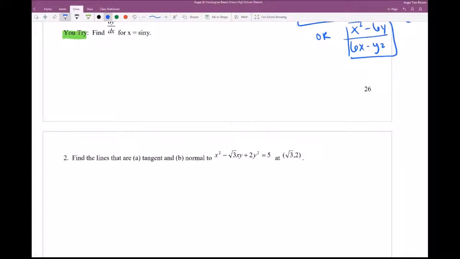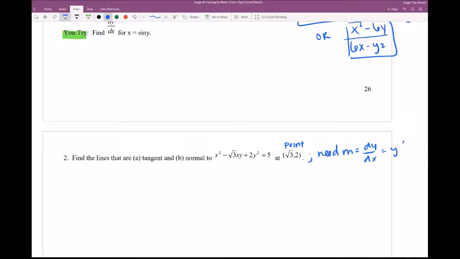All right, example 2, find the lines that are A, tangent, and B, normal to x squared minus radical 3xy plus 2y squared equals 5 at radical 3 comma 2. So we already have a point, okay? I need the slope. The slope is really finding dy over dx, right? So, which is y prime. So let's do that first, okay? So let's try to find dy dx.